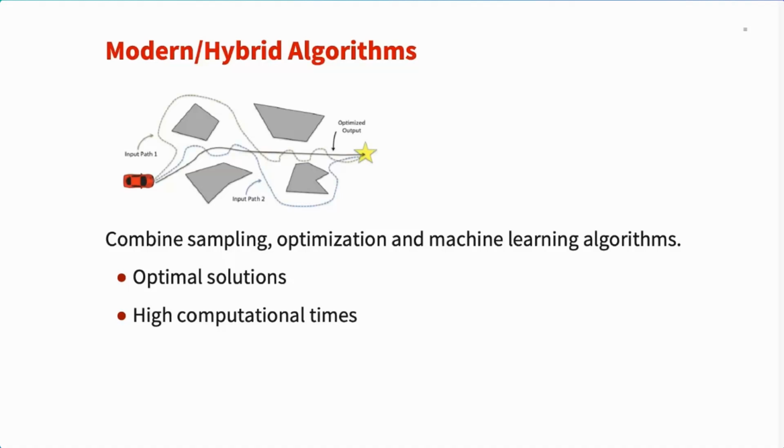Computational times in these types of planners turn out to be quite high because there are two algorithms that you're running, but with the proper combination, they can be optimized as well. So basically, the first sampling-based step is fast, and the second one can take a shorter time because the path is already optimized.